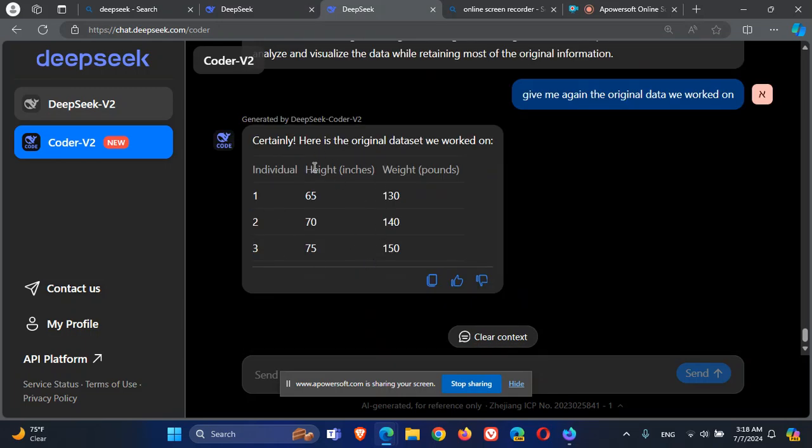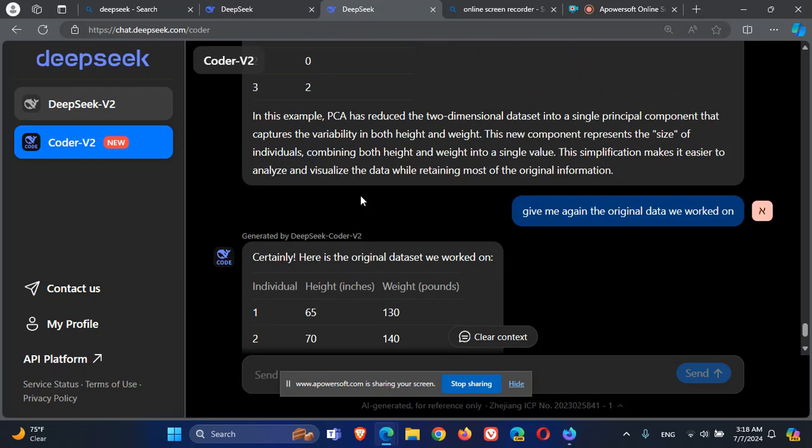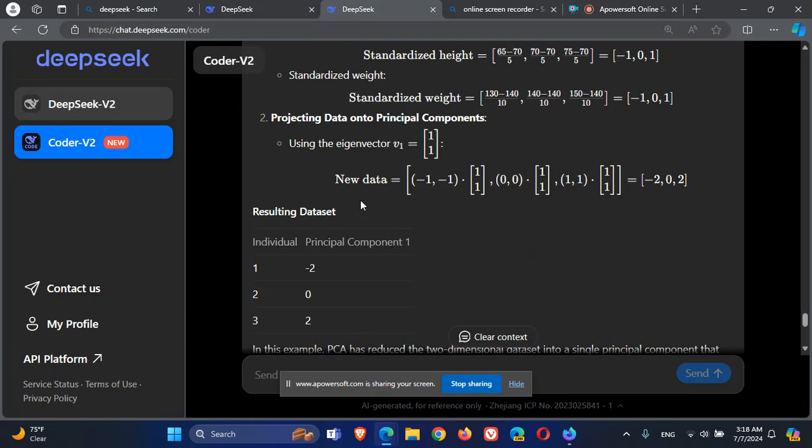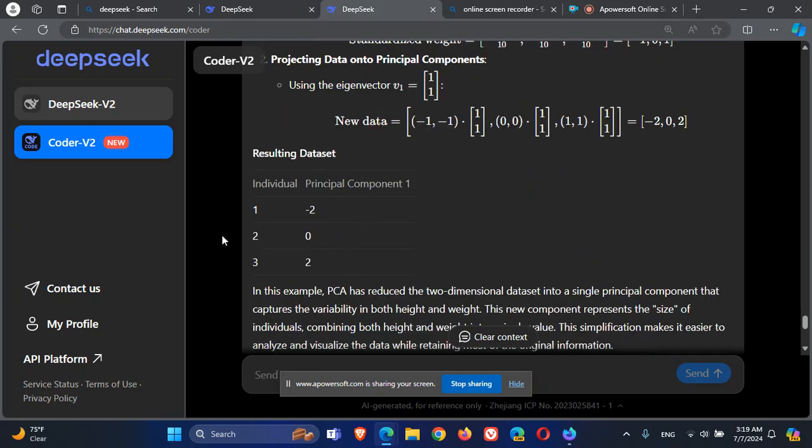So this is the original data, and now when we transform it using principal component analysis, using the first principal component, we will get this new data. As you can see, the data is transformed to a new axis using 1 and 1. So the first one gets a -2, the second one 0, and the third gets a 2.